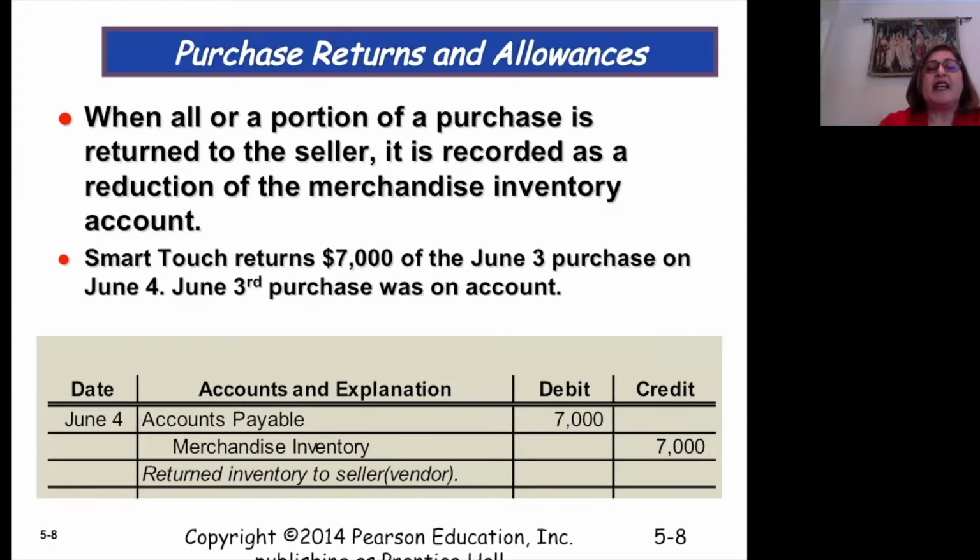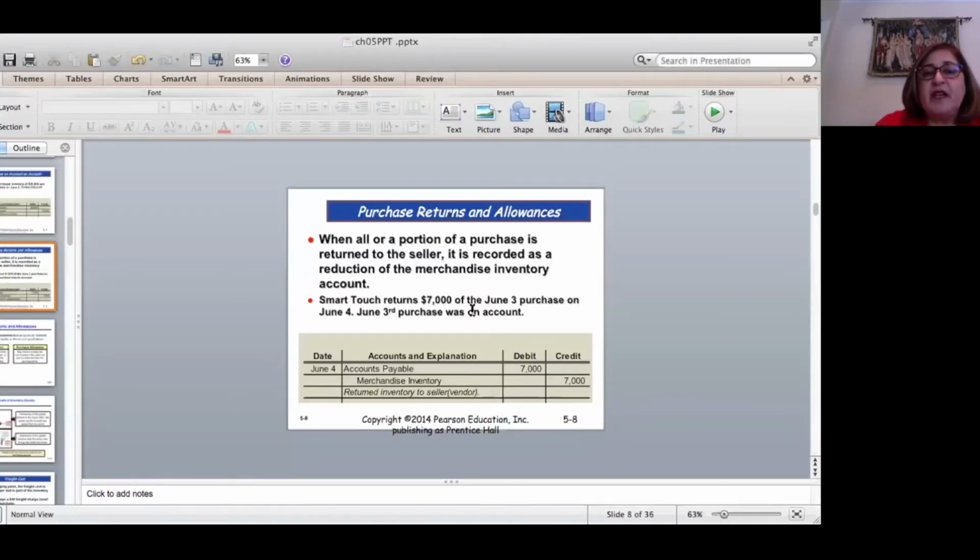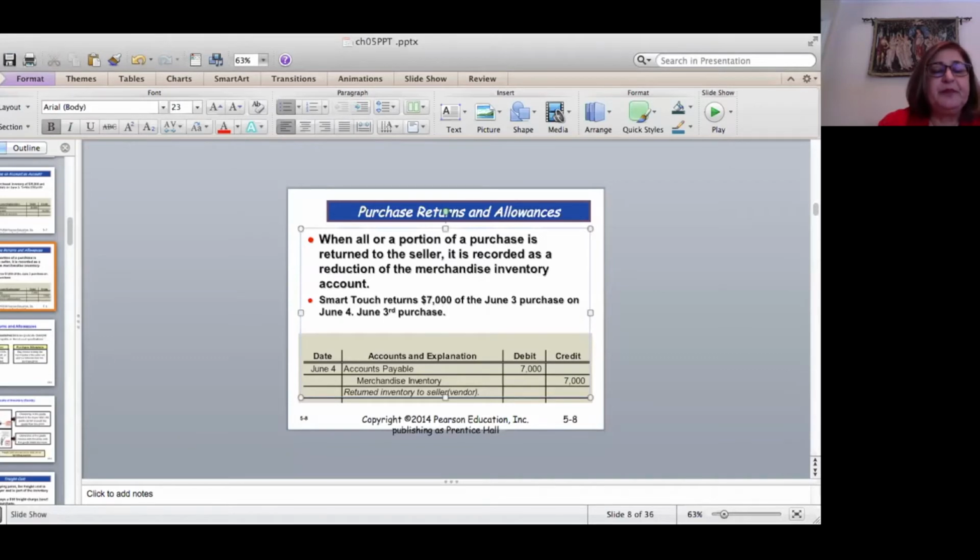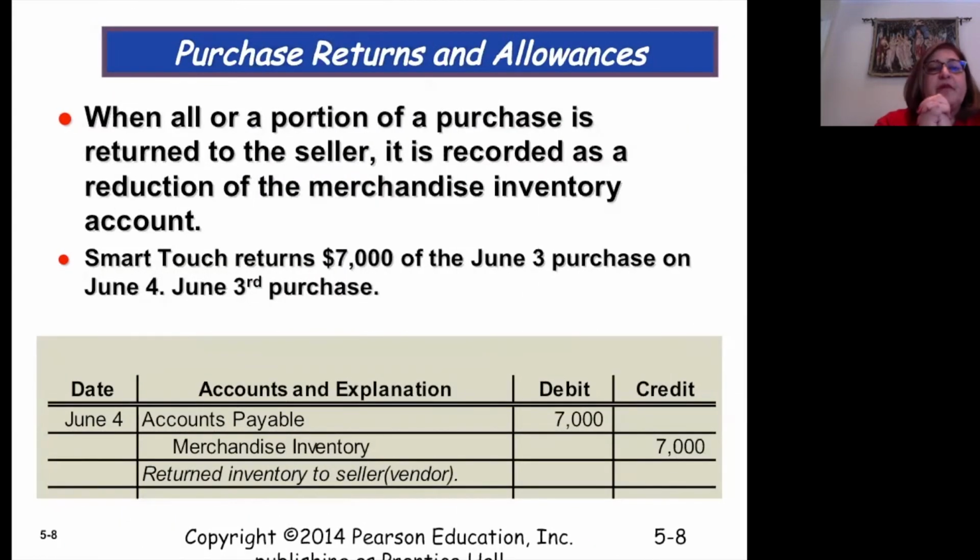The next transaction is when we return some of the merchandise that we purchased, okay? Now, a lot of times we're not going to say that the purchase was on account. What are we going to do? For example, we're going to say, Smart Touch returned 7,000 of June 3rd purchased on June 4th.